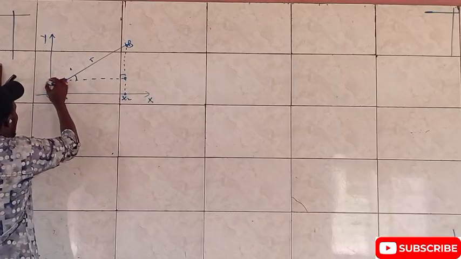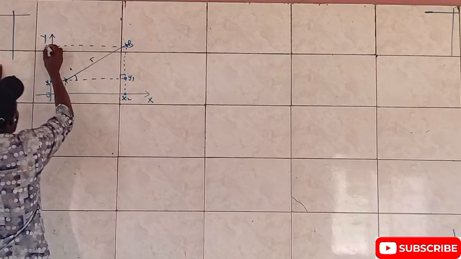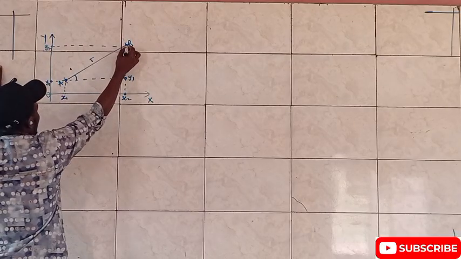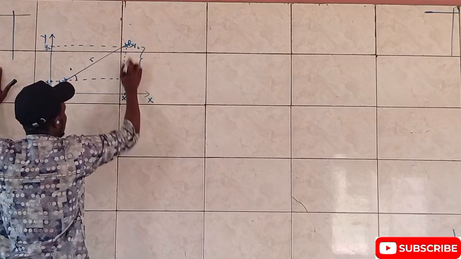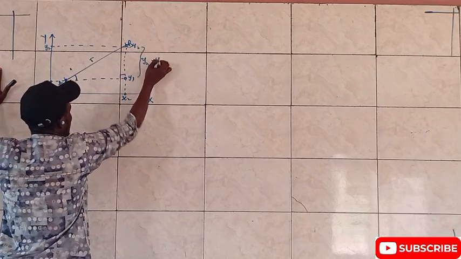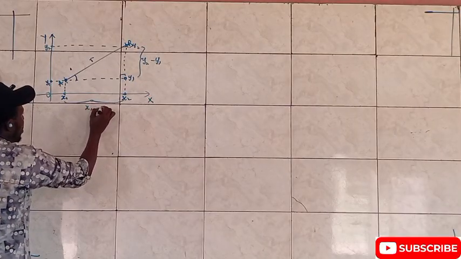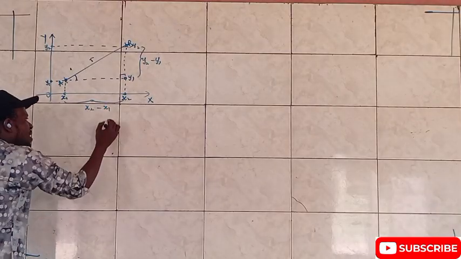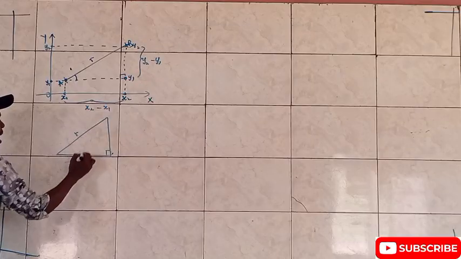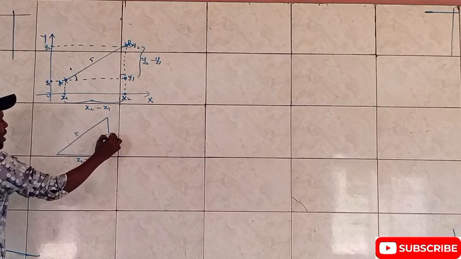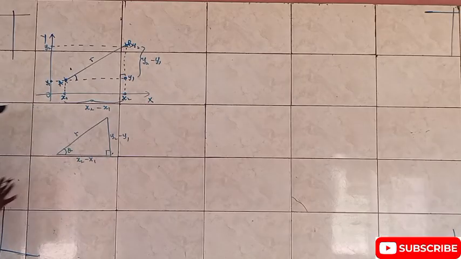If here is our x1 and here is our x2, the two points on the x-axis, and here is our y1, and this point is our y2, then the distance between these two points will be y2 minus y1, and the distance between these two points will simply be x2 minus x1. So we have a triangle: here is my r, here is my x2 minus x1, and here is my y2 minus y1. Do you understand?